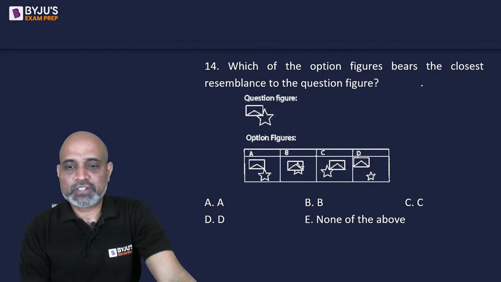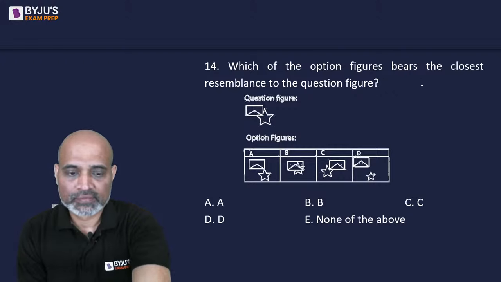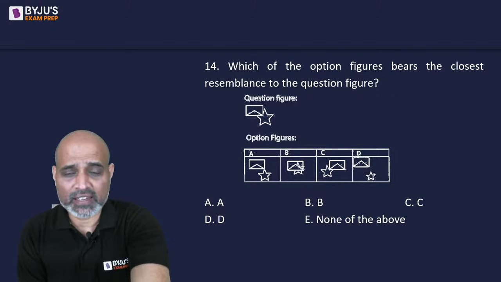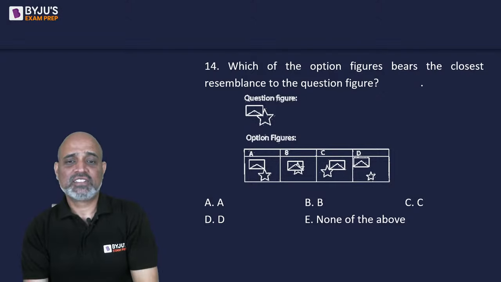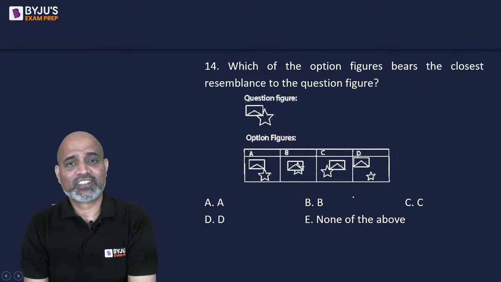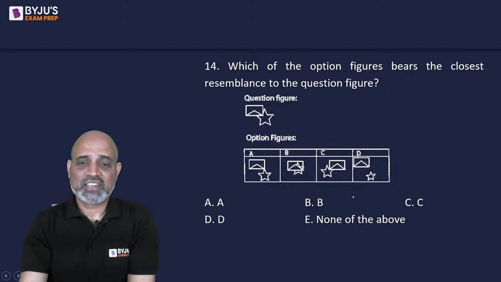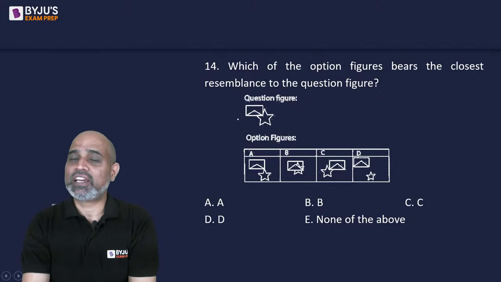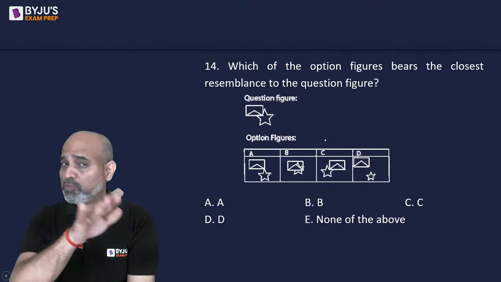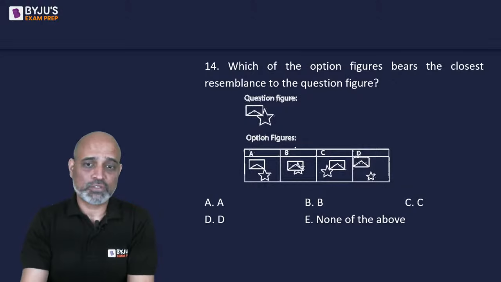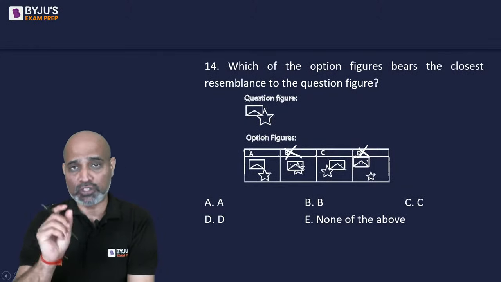Which of the given figures has the closest resemblance? Anyone? A, C, D. How is it D? The star and that envelope are touching each other. They are not overlapping. They are not superimposing each other. They are not far away. So B and D cannot be it. They should be touching, right?